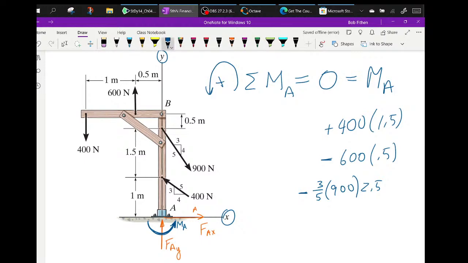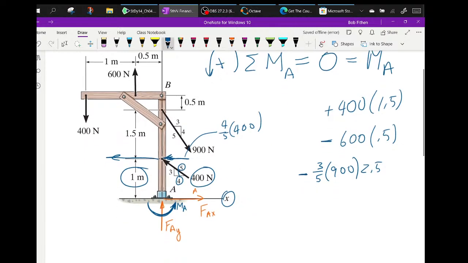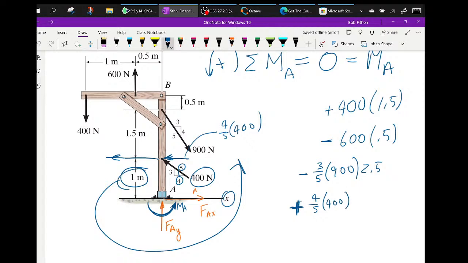Now this one, you could draw it two different ways, but the one I'll do is this one. This force is 4/5 of 400, but its moment arm, it's going like right here. This is the moment arm. It is going in a positive sense. 4/5 of 400, moment arm of 1, and that's all I got.